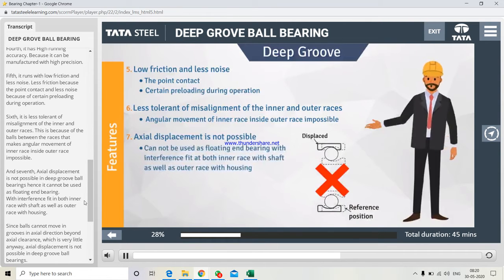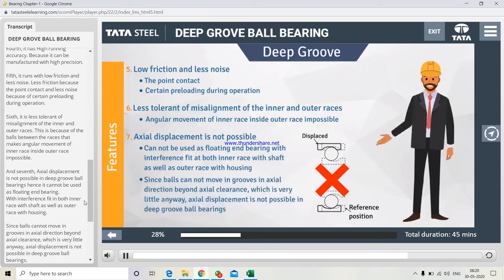Hence, it cannot be used as a floating end bearing, with interference fit in both the inner race with shaft as well as the outer race with housing. Since balls cannot move in grooves in axial direction beyond axial clearance, which is very little anyway, axial displacement is not possible in deep groove ball bearings.